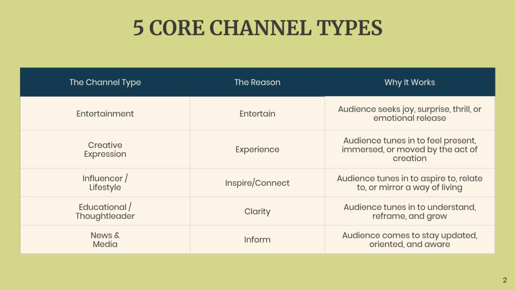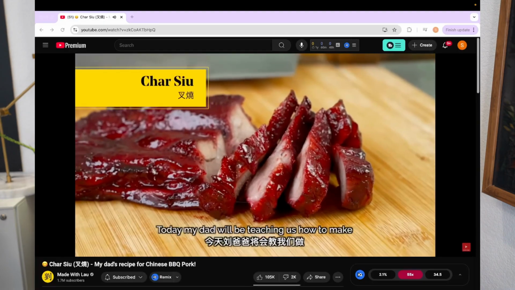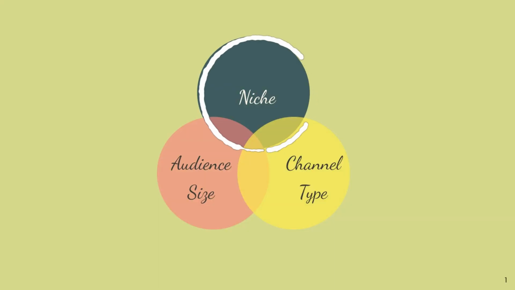Now this channel is a type where I put in the middle of educational thought leader, people seeking clarity because they're just trying to figure out how to make their favorite Chinese dishes, but also it falls into creative expression channels because sometimes viewers are there to just look at beautiful food being made. Now remember how I talked about certain niches can determine how much you can charge?